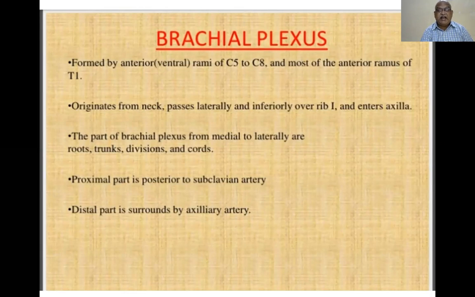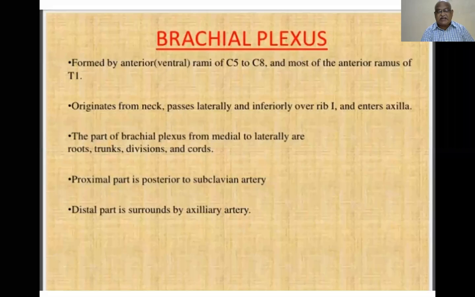It originates from the neck, passes laterally and inferiorly over the first rib and enters the axilla. The parts of the brachial plexus from medial to lateral are roots, trunks, divisions and cords. So the brachial plexus from medial to lateral: roots, then trunks, then divisions, then cords.